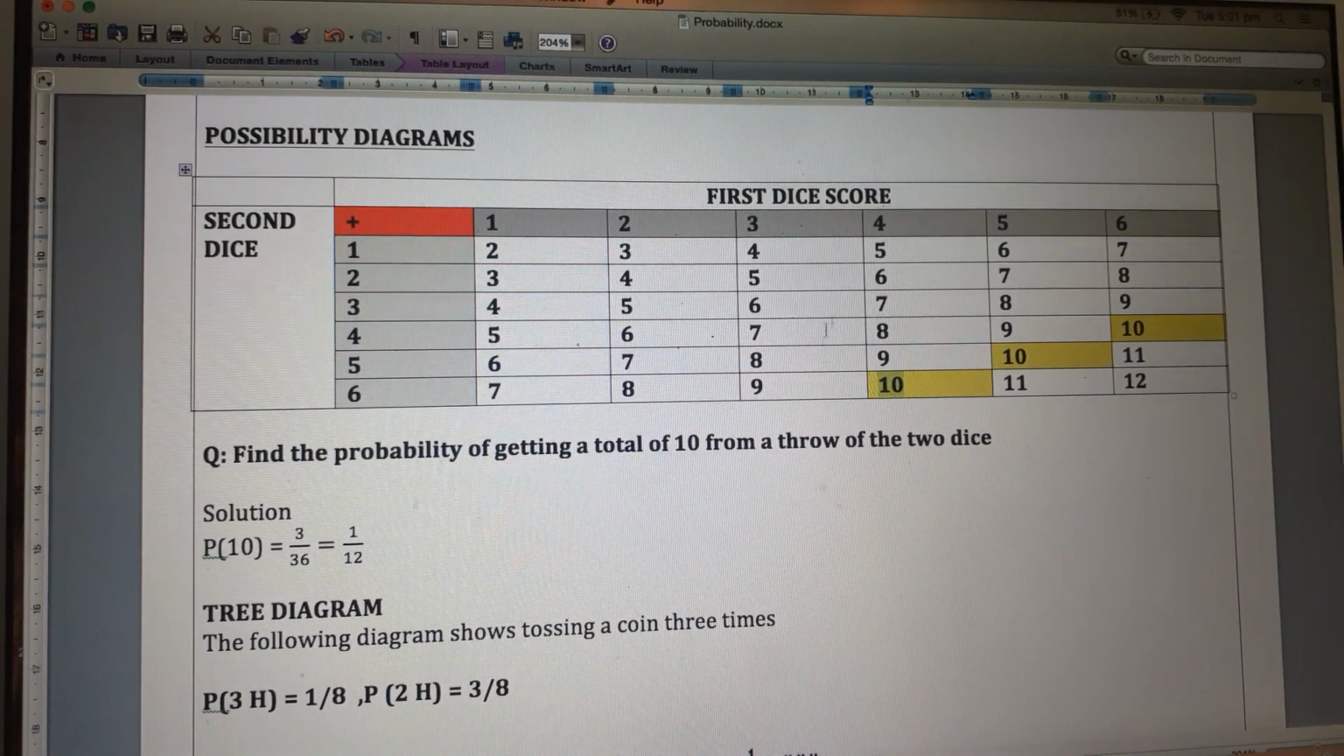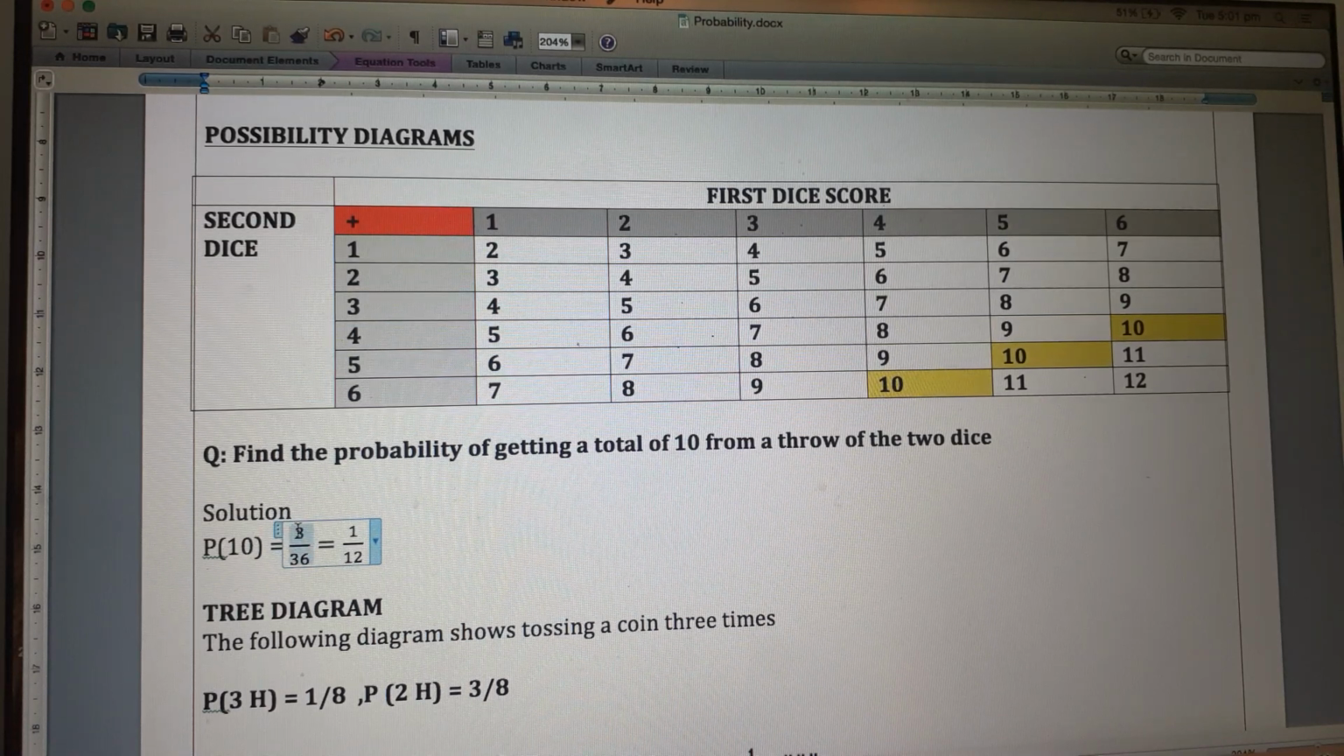So these are the possible outcomes. How many times will I get 10? I will get 10 three times. And what is the total number of possible outcomes? That is 36 when I throw 2 dice. The total number of possible outcomes is 36, and favorable outcomes, that is 10, are 3, as you can see here, colored in yellow. So 3 over 36 on simplification will become 1 over 12.